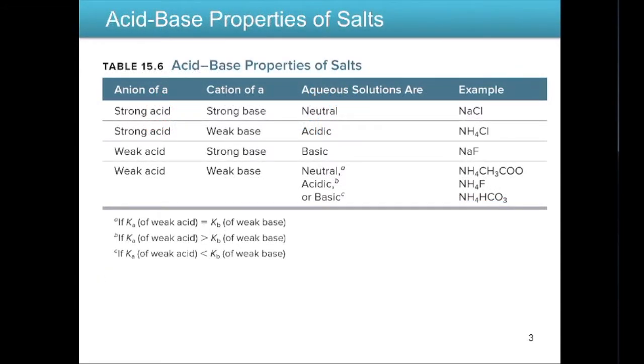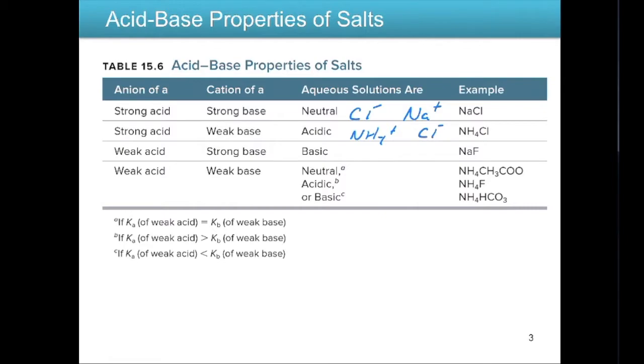So this slide shows you the acid-base properties of salts, and the first row shows NaCl as the salt. NaCl has the anion of a strong acid, Cl-, and the cation of a strong base, Na+. The strong acid in this case is HCl, the anion is Cl-. The strong base, NaOH, the cation, Na+. So when you have the anion of a strong acid and a cation of a strong base, you end up with a neutral salt. In the second example, that would ionize to produce NH4+ and Cl-.